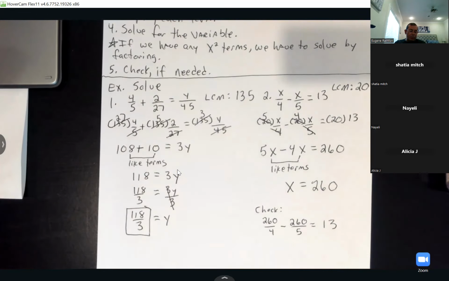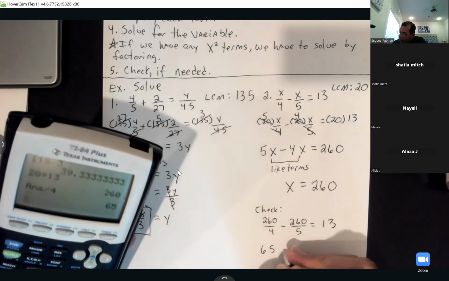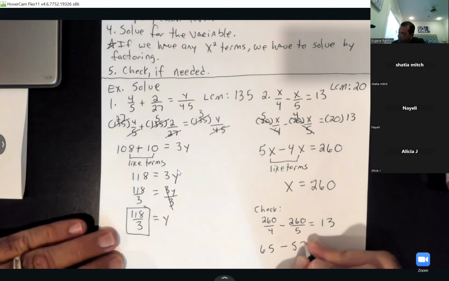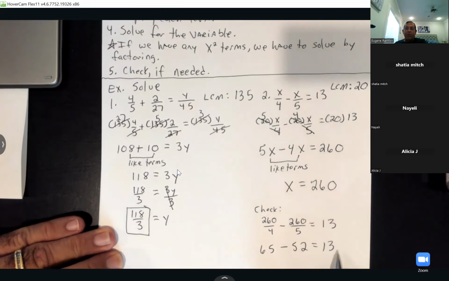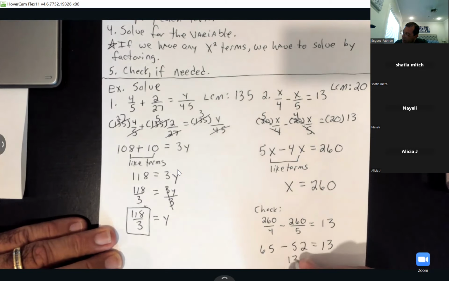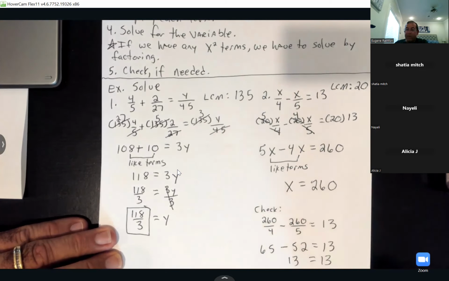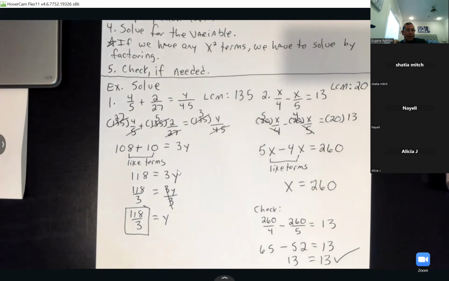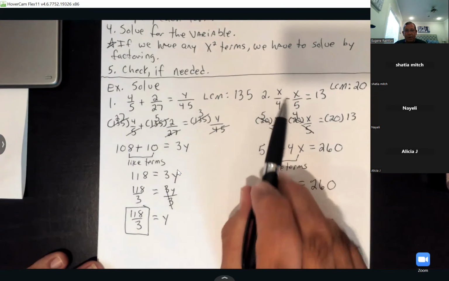All right, y'all, let's see. 260 divided by 4 gives me 65, minus 260 divided by 5 gives me 52. That has to equal 13. And y'all guess what? 65 minus 52 gives me 13, equal to 13. So our answer checks out. So notice if you want to check them, plug your answers back in for those x's.